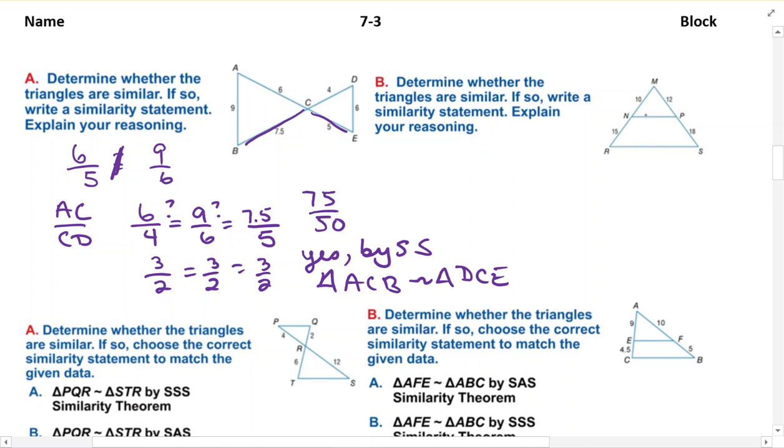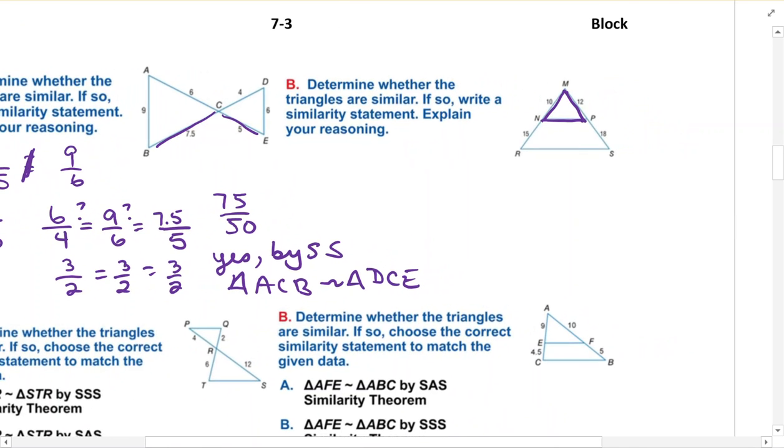On this one, we're going to look at the small triangle and then the larger triangle here. So this would be MRS. We know that angle M is congruent to angle M because that's by reflexive. So angle M is congruent to angle M, and that was the reflexive property.